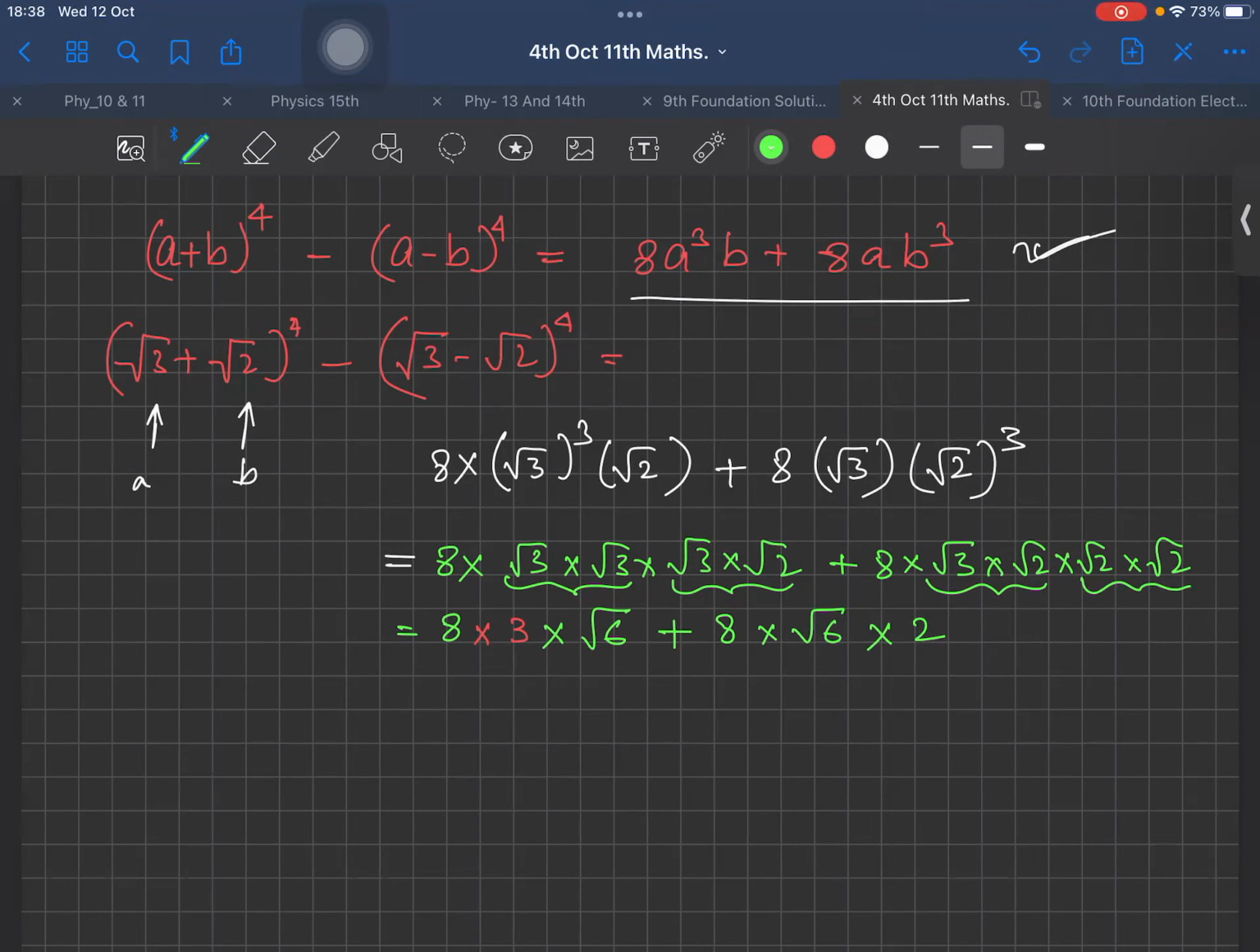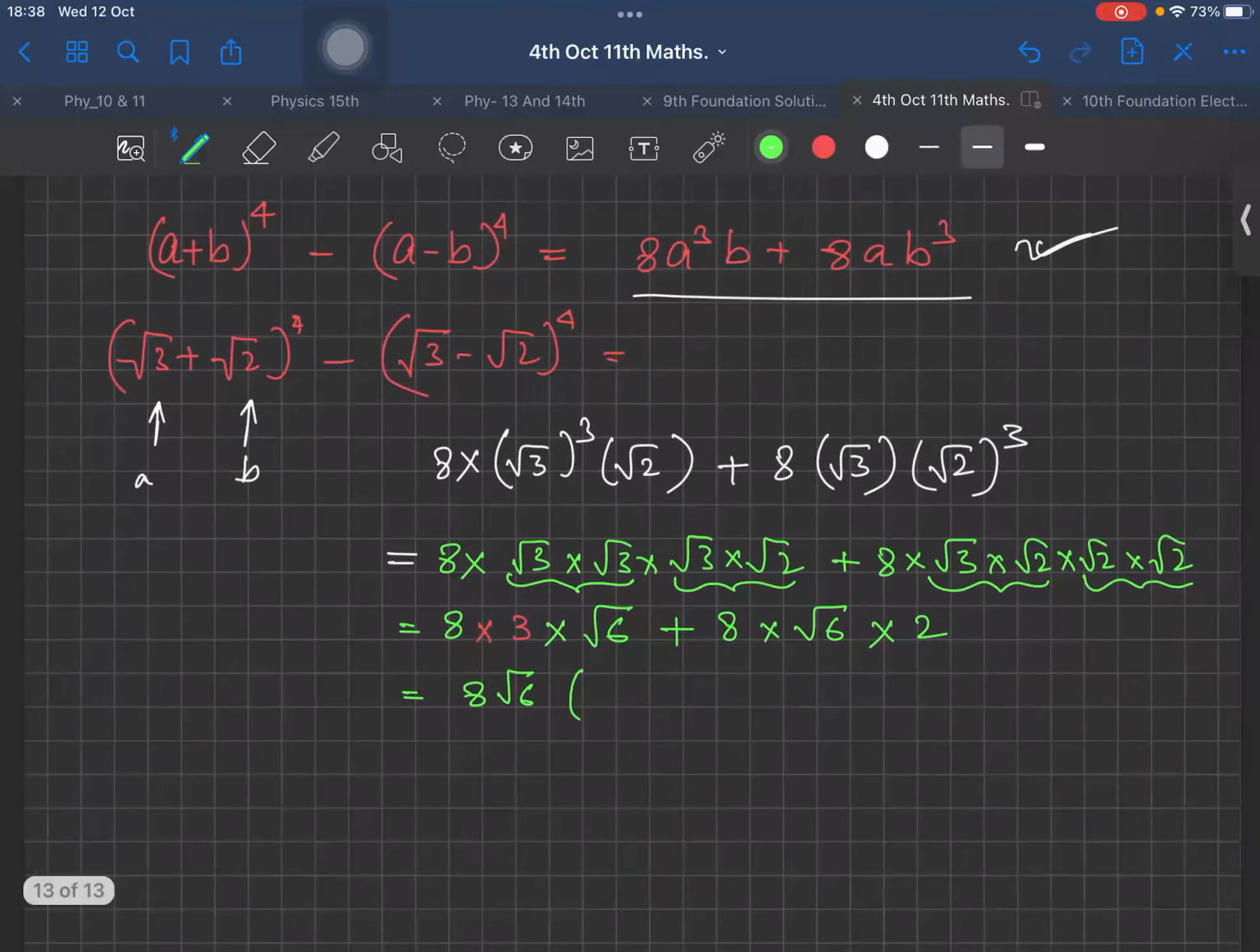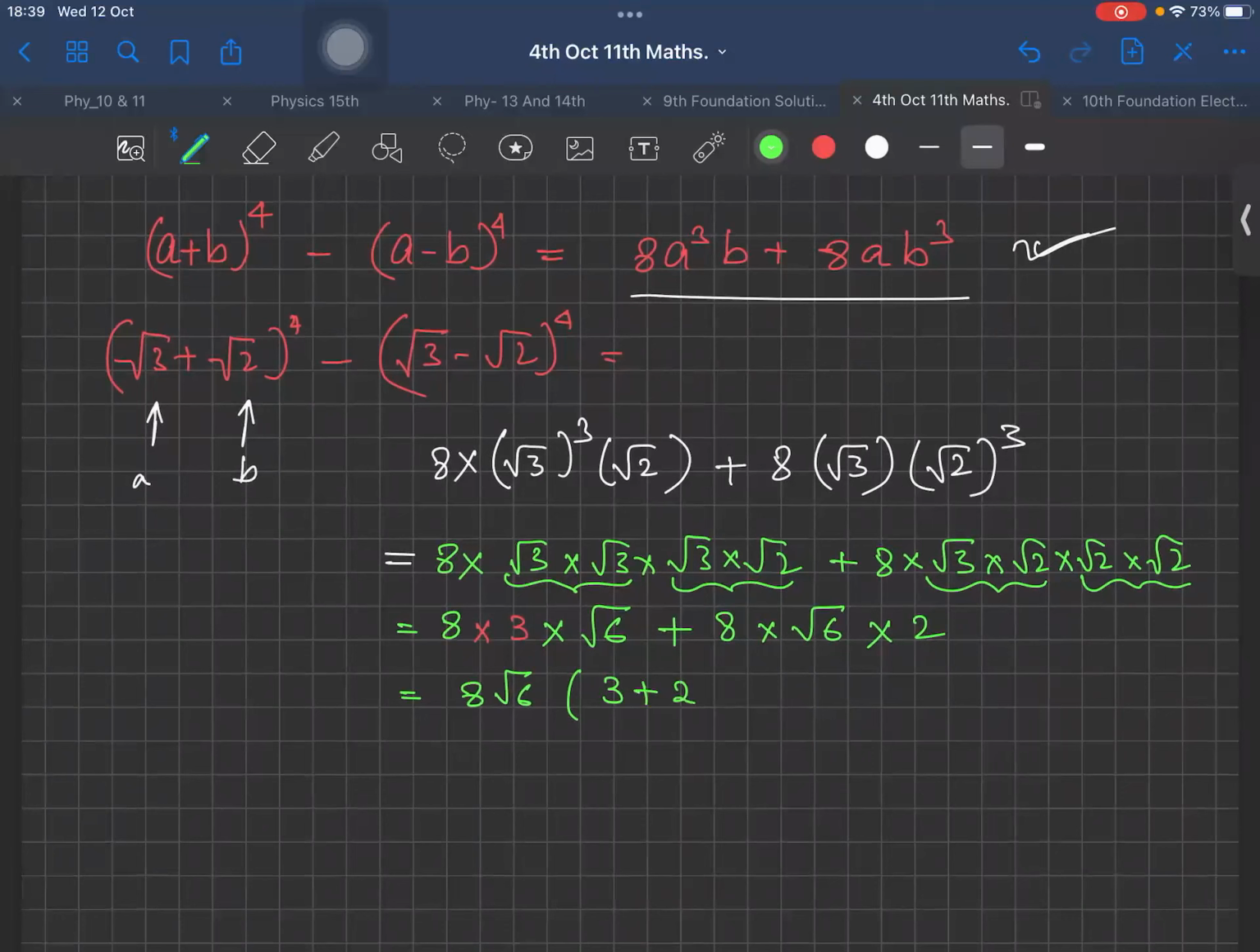Here 8 root 6 you can take out common. So if you are taking 8 root 6 common, this is 3 plus 2. Okay, 8 root 6 into 5, yes sir. So it's 40 root 6. Into 5, so that will be your 40 root 6. Got it, sir?